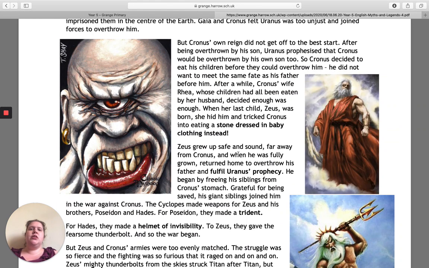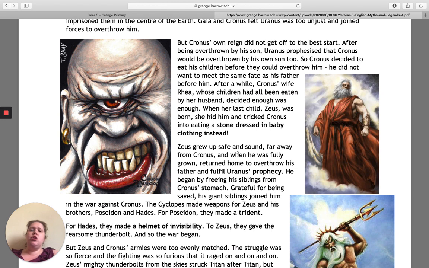But Kronos' own reign did not get off to the best start. After being overthrown by his son, Uranus prophesied that Kronos would be overthrown by his own son too. So Kronos decided to eat his children before they could overthrow him. He did not want to meet the same fate as his father before him. After a while, Kronos' wife Rhea, whose children had all been eaten by her husband, decided enough was enough.